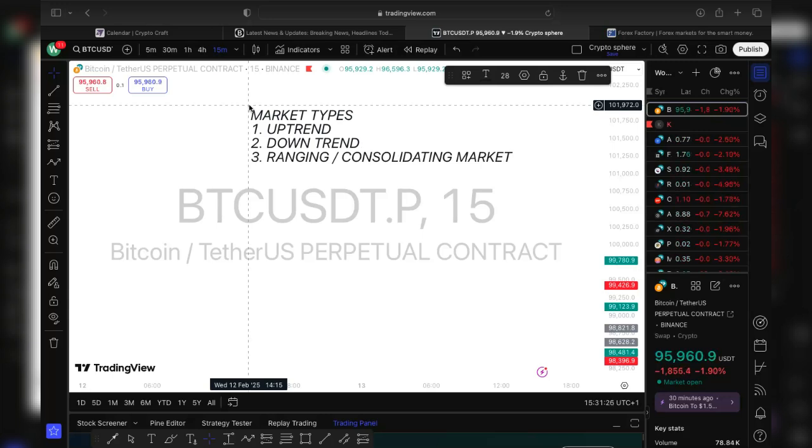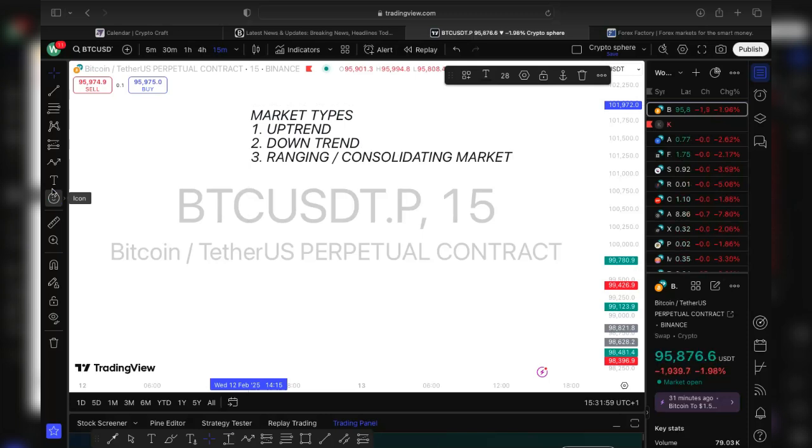Three things are happening in any type of market. It's either the market is gaining value, it is losing value, or it is neither gaining nor losing value. It is just there. Uptrend, downtrend, and what? Ranging or consolidating market. Now, your support and resistance falls under ranging and or consolidating markets. And as smart money concept traders, we do not have interest in the ranging or the consolidating market because it has no direction. We only focus on the uptrend and the downtrend.